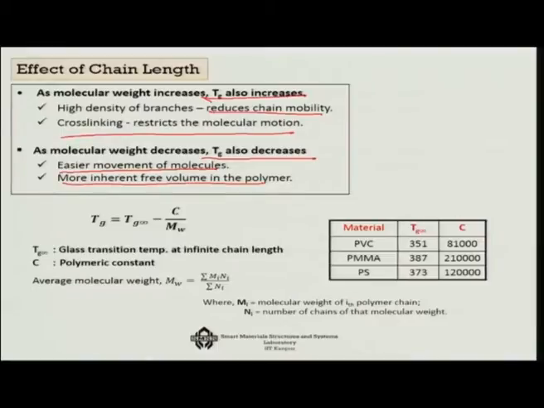So in any polymer, there is something called Tg infinity, that is the glass transition temperature at infinite chain length. There is a polymeric constant C and the molecular weight of the particular polymer. So if you know Tg infinity, C and the molecular weight, you can find out what is Tg. For example, for PVC, Tg infinity is 351, C is this, like that for PMMA or polystyrene.